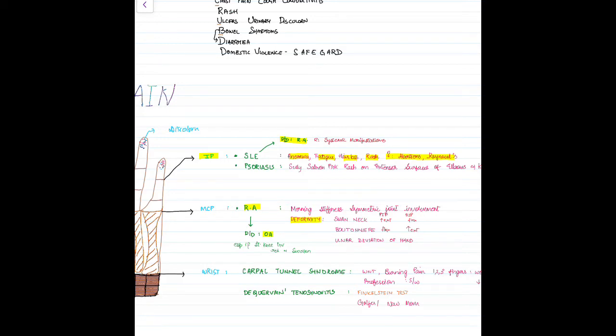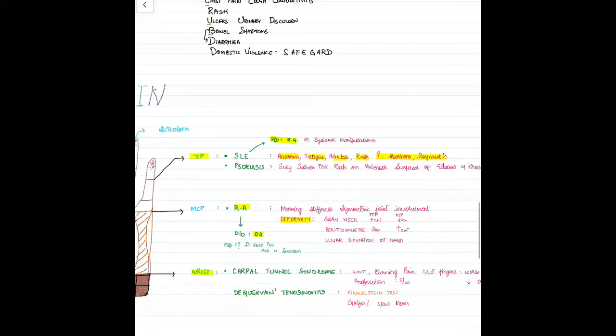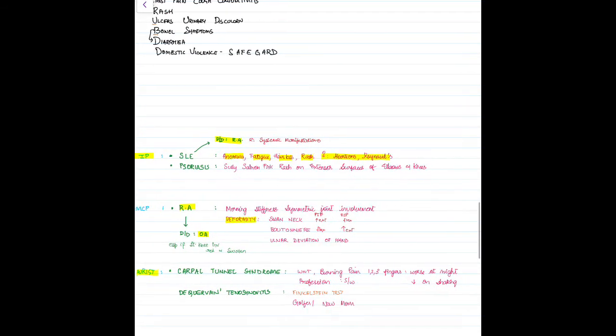Next, when it comes to the wrist, we have carpal tunnel syndrome. In carpal tunnel syndrome, the supporting positives can be that there's weakness, numbness and tingling, and there's burning pain in the first, second and third fingers, which is worst at night and decreases on shaking. And profession or occupation is very important. It can be a software engineer.